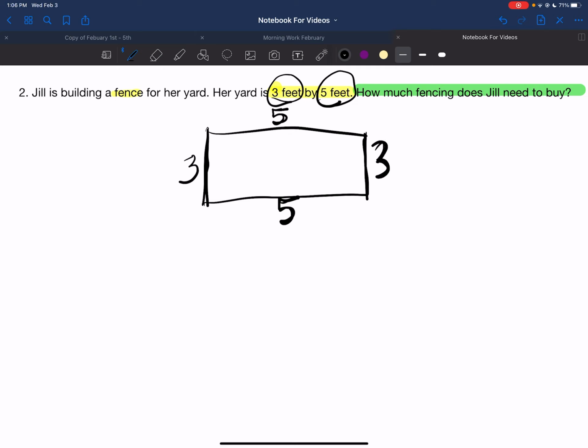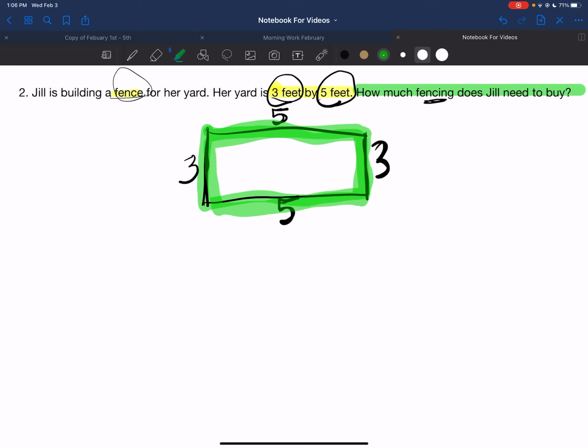Now it's asking how much fencing Jill needs. And we know that she's putting up a fence. So does a fence cover the inside of the yard, or do we put a fence along the outside of the yard? Think about our school playground. The fence goes along the outside of the yard. So if we're talking about the outside, we're talking about P, perimeter. And all we have to do to find perimeter is add the side lengths.